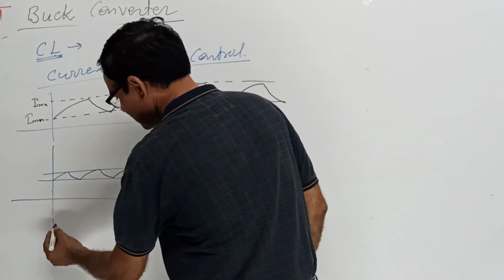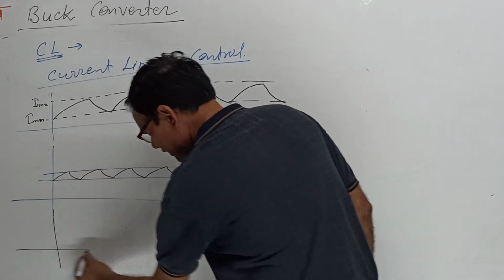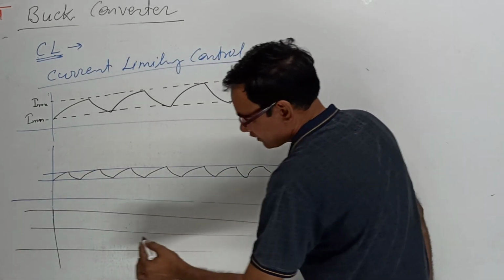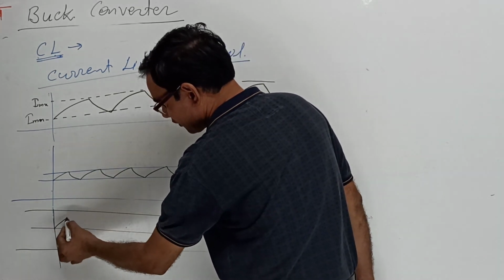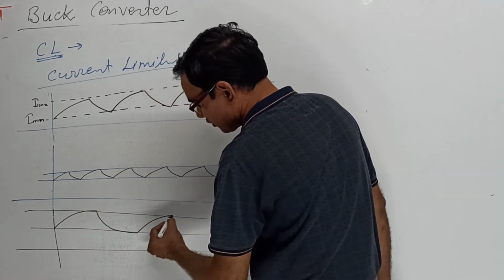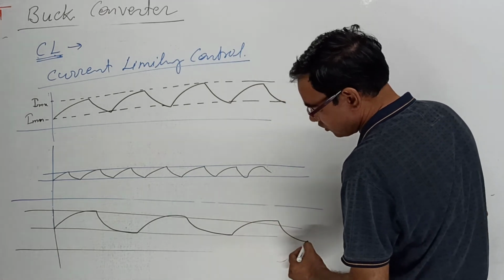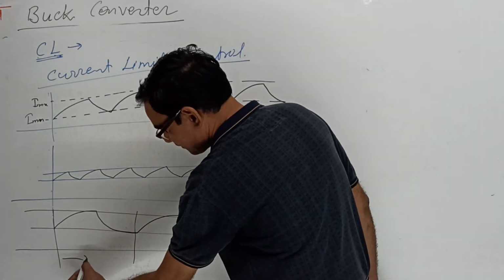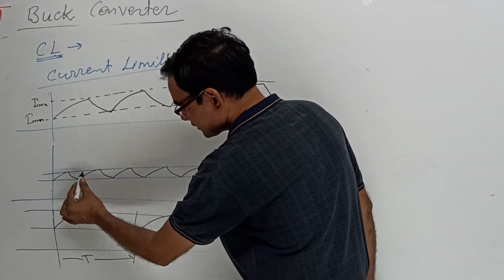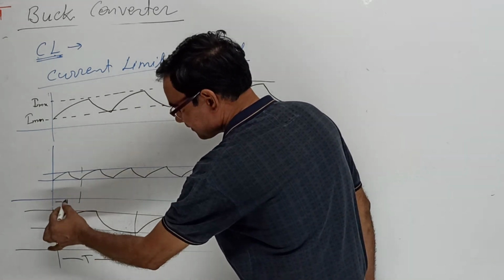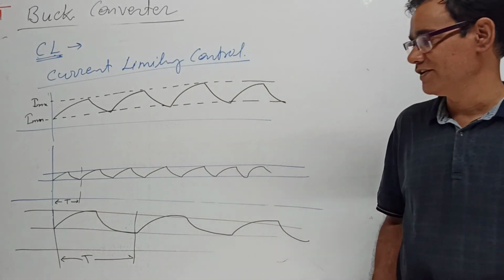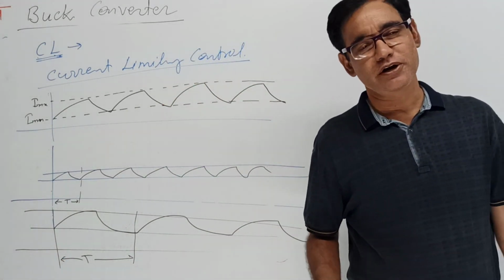If a wider variation is allowed, then there is less on and off switching. So this is the total cyclic time, and here this is the total cyclic time. So it depends upon the current requirement.